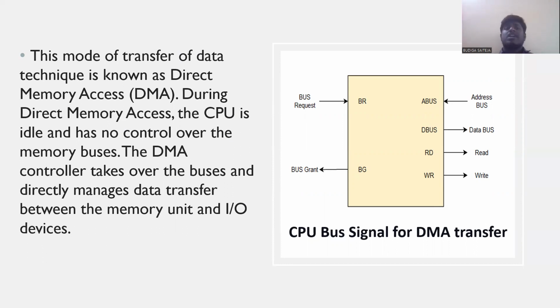During the direct memory access, the CPU is idle and has no control over the memory buses. In the transferring of the data, the CPU becomes idle. It doesn't have any work to do and has no control over the memory buses. The direct memory access controller takes over the buses and directly manages the data transfer between the memory unit and the IO device. Due to this, the data will be transferred directly between the memory unit and the IO devices.